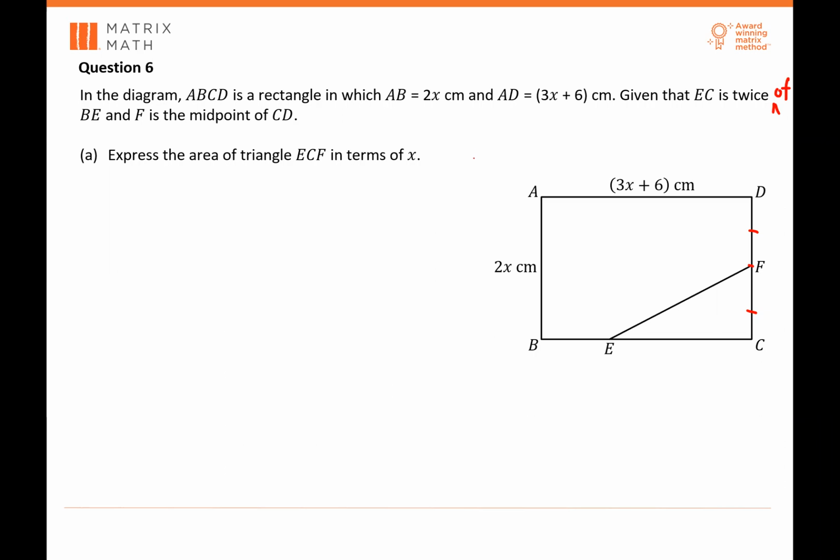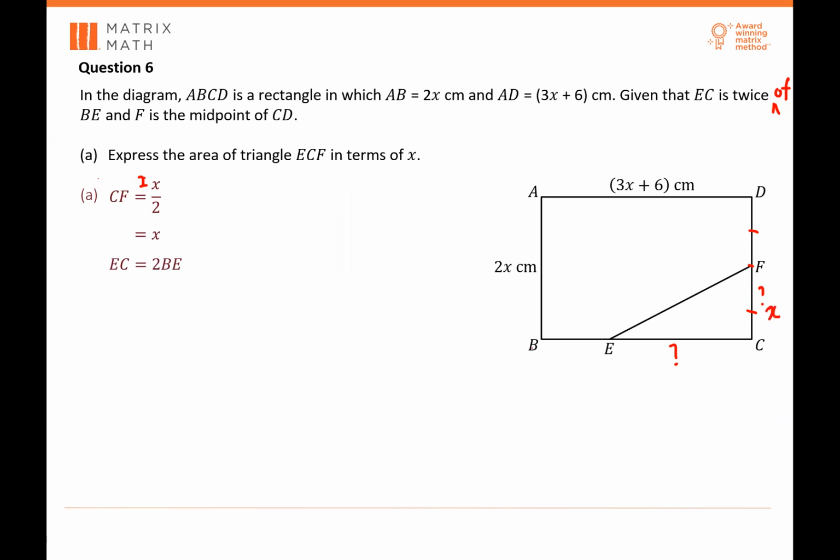Express the area of your triangle ECF in terms of x. So ECF is this triangle. How do you find the area of this triangle? You must make use of half times base times height. So you need to find your EC in terms of x, and you need to find your FC in terms of x. For FC or CF, it's easy, right? Since I know that my AB is 2x, 2x over 2, I'll get x for my CF. So CF is x cm.